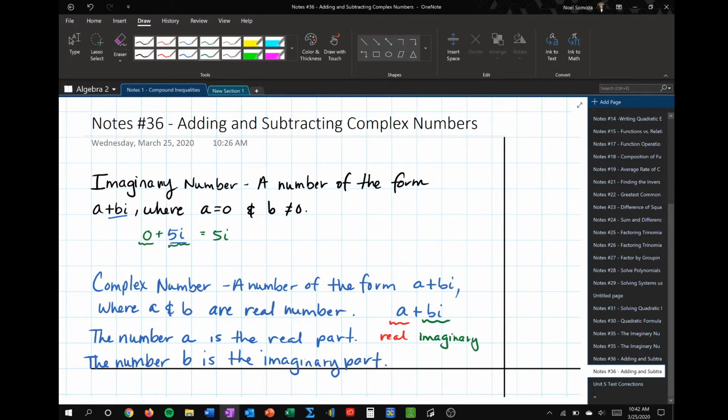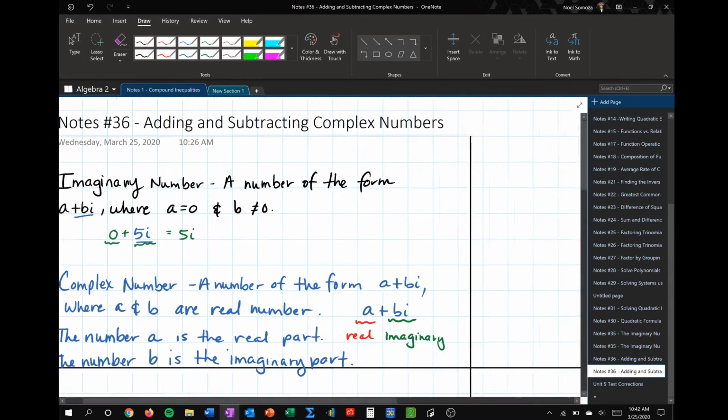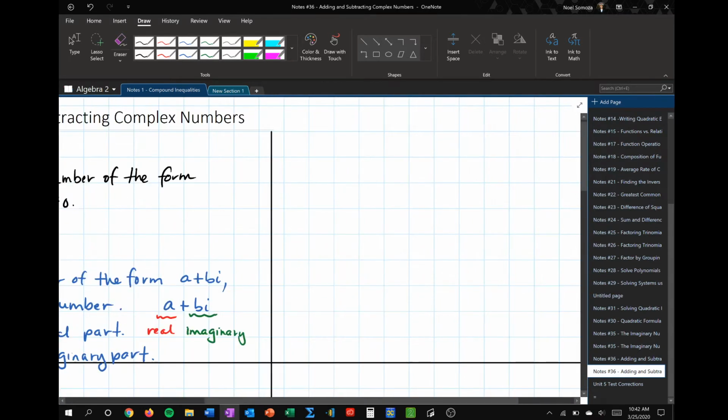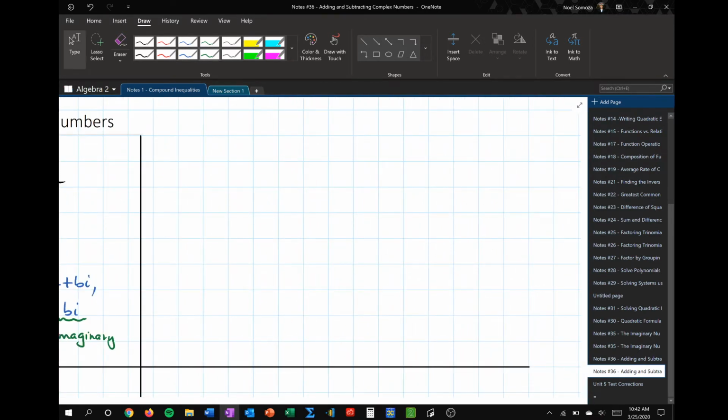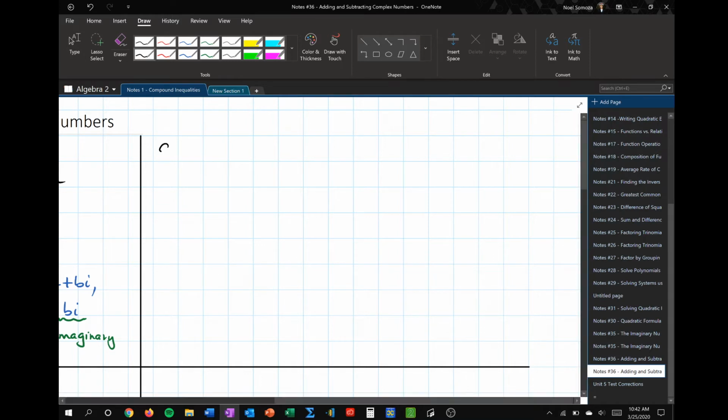And I meant 8 boxes, not 8 minutes. All right, so let's take a look now at a couple of examples. So before we jump in, here's the formal definition of a sum of complex numbers.